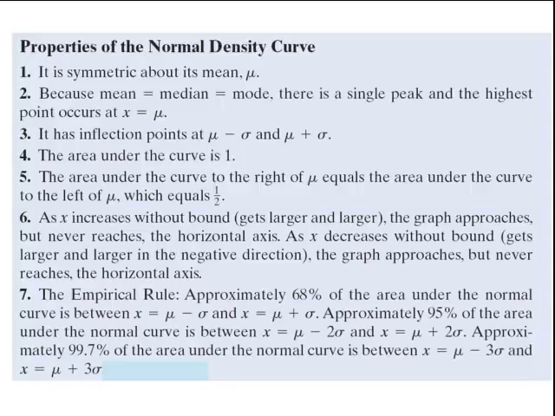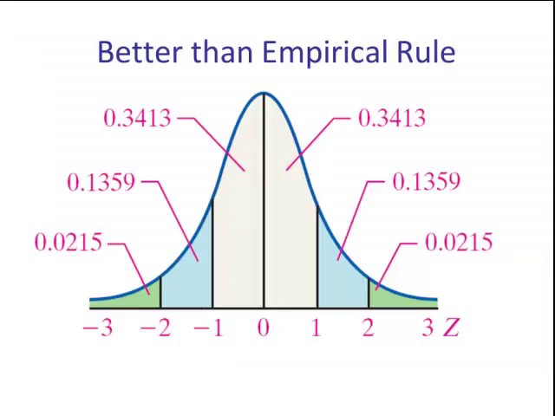68% will be within 1 standard deviation of the mean, 95% will be 2 standard deviations above or below the mean, and 3 standard deviations will contain approximately 99.7% of the data. In this video we're going to use Table 5, and Table 5 is more precise than the empirical rule, as we'll see.